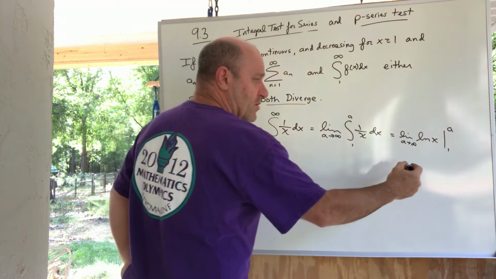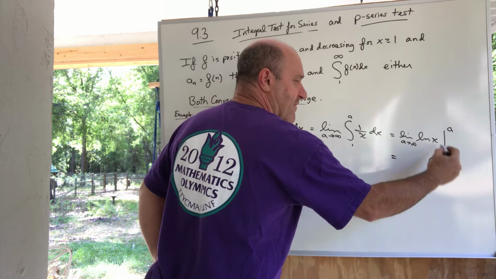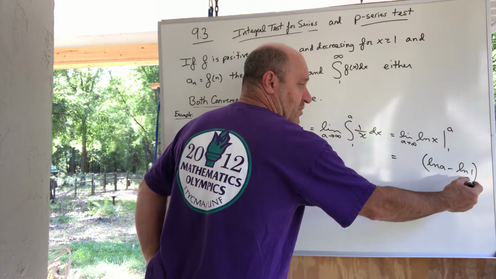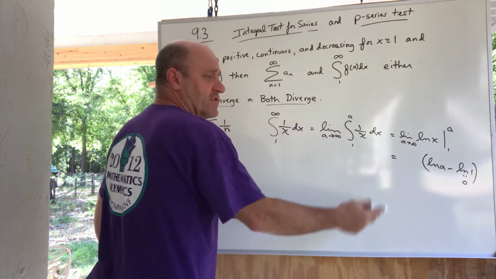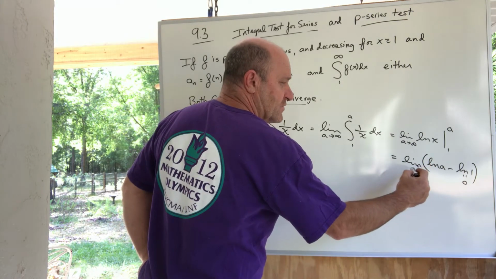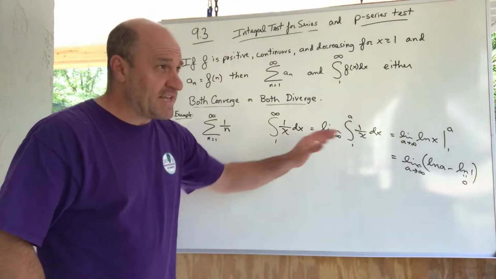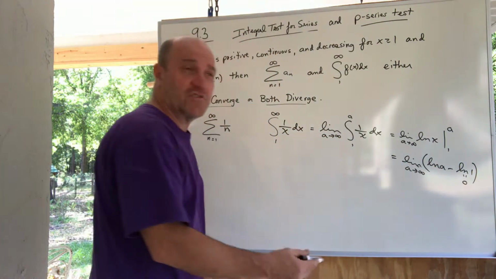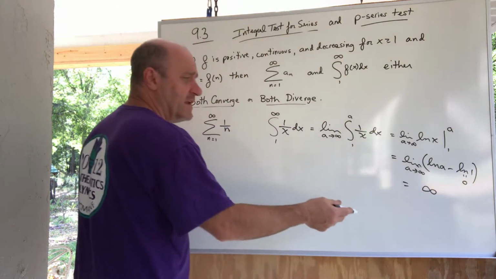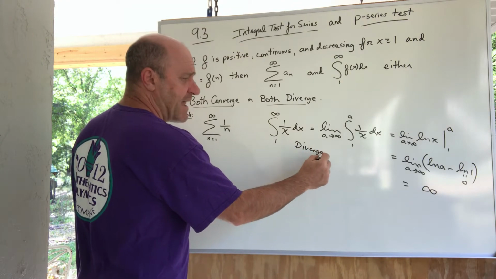So here we go. I get the natural log of a when I evaluate this, minus the natural log of 1. By the way, the natural log of 1 happens to be 0. So the answer is the natural log of a, and you take the limit as a goes to infinity. As a goes to infinity, the natural log function approaches infinity. So the answer is infinity. And if the answer is infinity, we say the improper integral diverges. Again, that was discussed back in section 8.8.